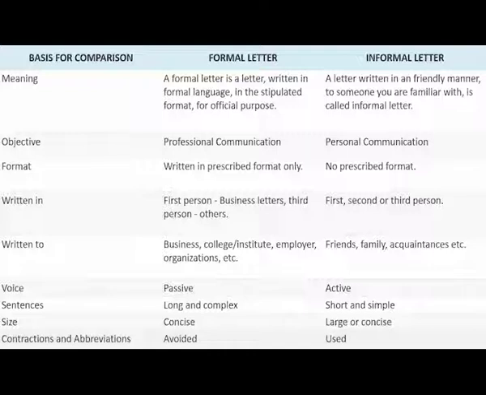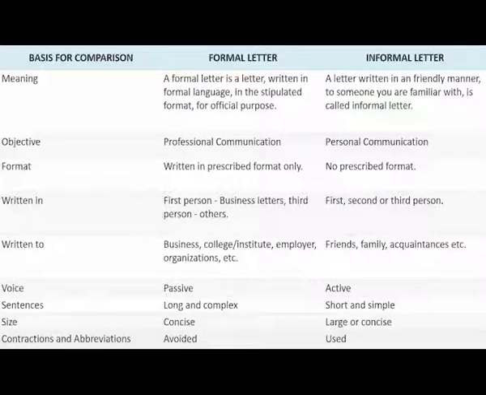So we say formal letter is a letter written in the formal language in the stipulated format for official purpose, while an informal letter is a letter written in a friendly manner to someone you are familiar with, and it is usually called informal letter. The objective for a formal letter is professional communication, while for informal letter is personal communication. The format in a formal letter is written in a prescribed format only, while in informal letter there is no prescribed format.